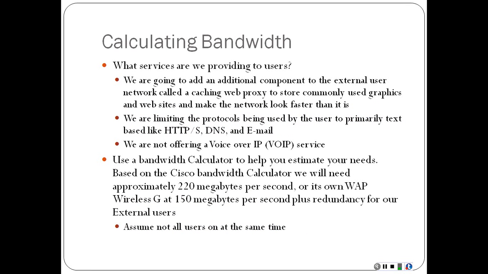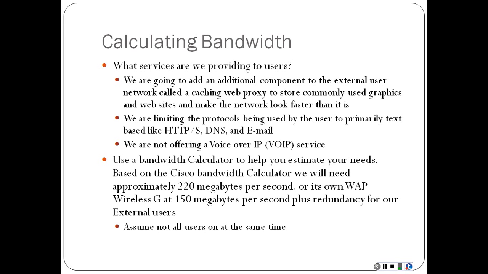So when we're calculating the bandwidth, we ask ourselves what services, and we've answered those services: HTTPS, DNS, email, no VoIP. Well, using a bandwidth calculator will help you estimate your needs, and it's so much easier than trying to do the mathematics by octets or by megabits and kilobits. There's a lot of math that can go around. So if we have 1,000 users and we use a Cisco bandwidth calculator, we basically come up with 220 megabits per second, or basically not even two.